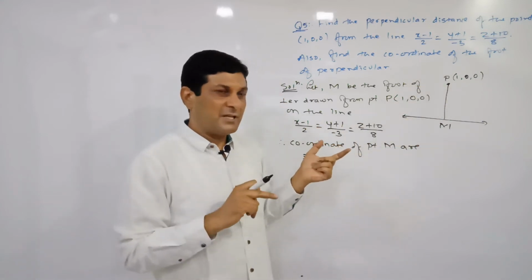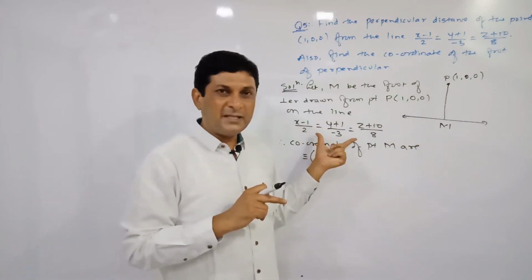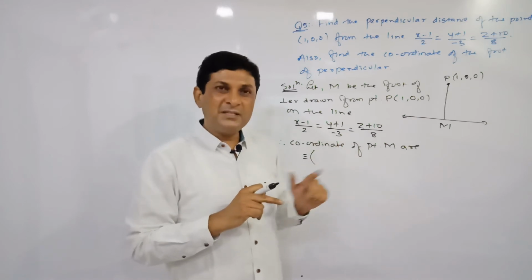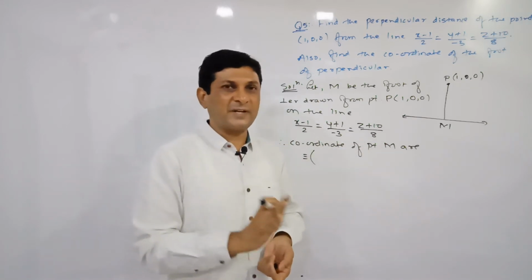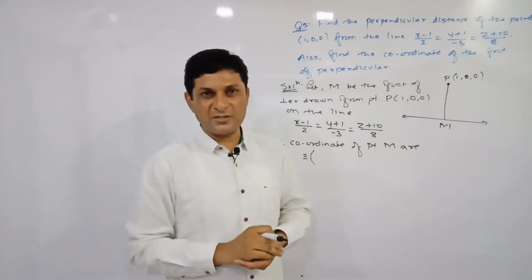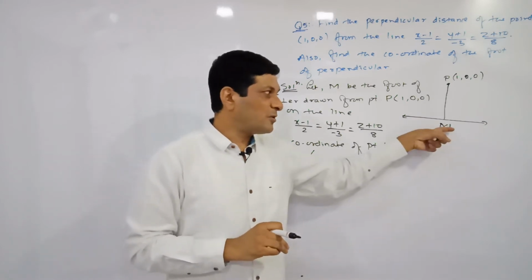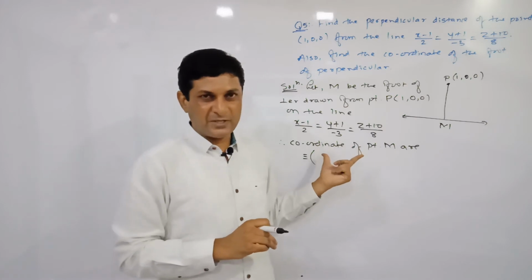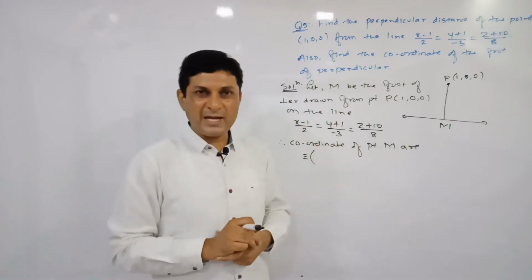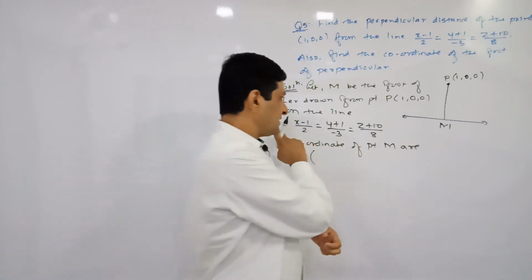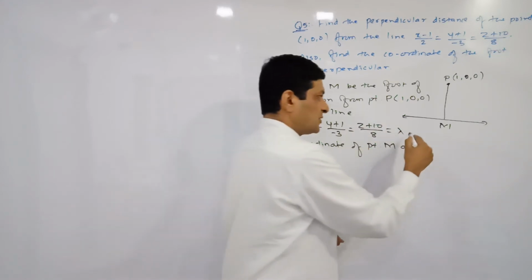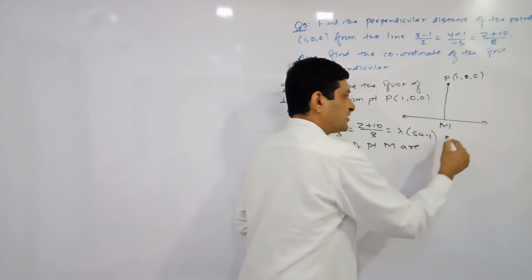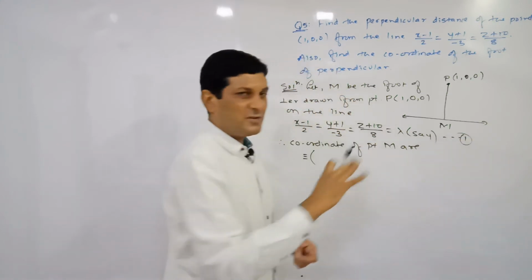In that example, the equation of the line is in vector form. In this case the equation of the line is in Cartesian form. Either the equation is in vector form or in Cartesian form, we are finding the coordinate of the foot of perpendicular from the equation. So here the equation is in Cartesian form. So this is the equation of the line. I am denoting this ratio by lambda, and let us denote this as equation number first.